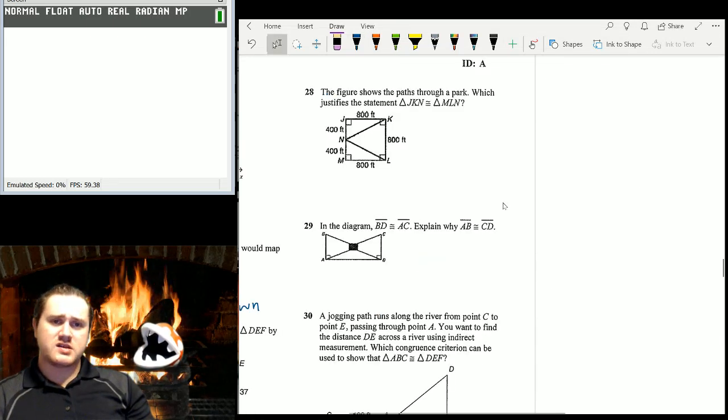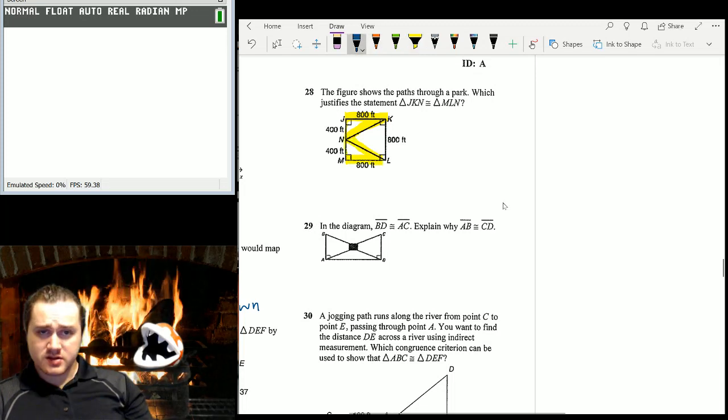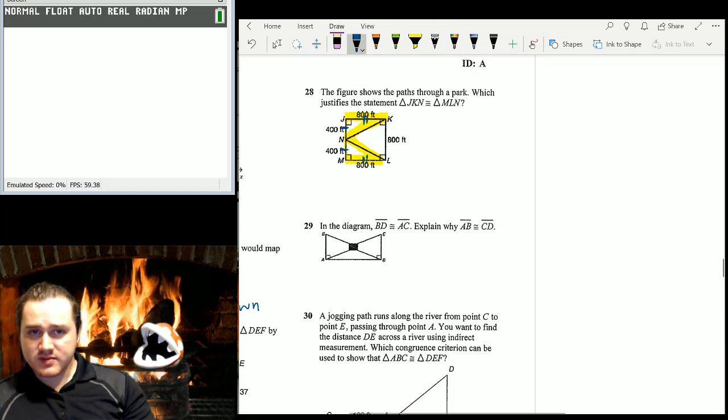Alright, number 28 says the path shown on the part justify the statements to say that this triangle, JKN, the top triangle here, is congruent to MLN, the bottom triangle here. So we got to figure out how these are congruent. So notice we have the 400 here, the 400 here, those match. Okay. The 800 matches up with the 800, so we have those parts matching.